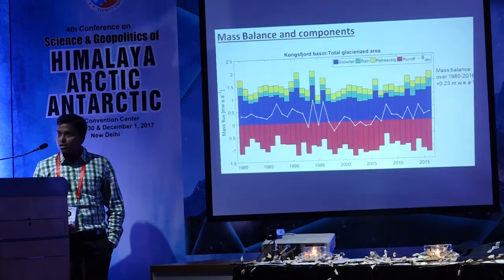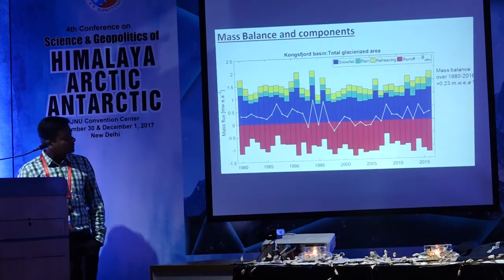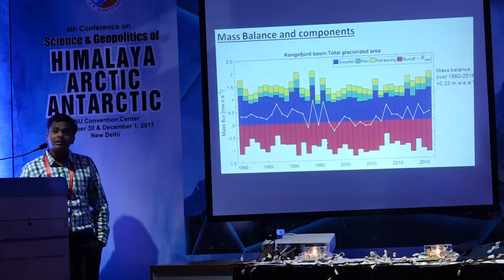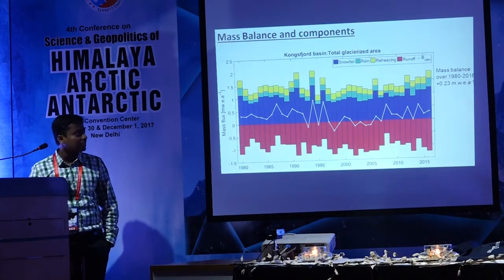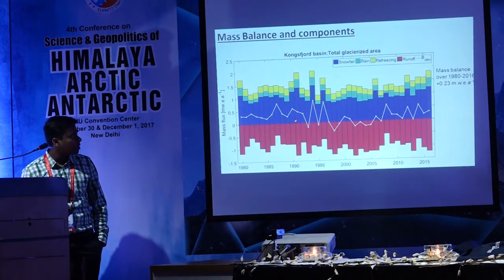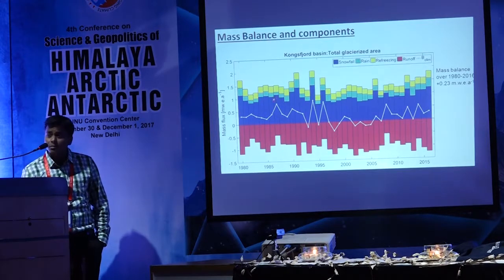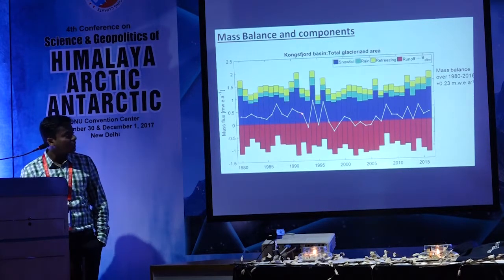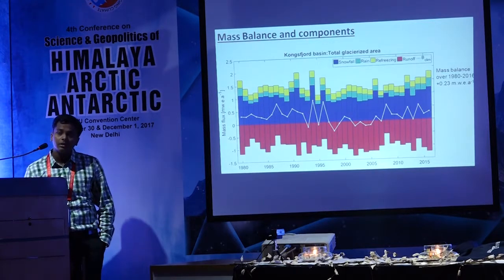And here I show a result of the mass balance. So this is the mass balance. The x-axis is time from 1980 till 2016. Each graph corresponds to each year. This is the zero line. The positives are the gain term for the glacier, and the negative ones are the loss term for the glacier. And the white line shows the trend from 1980 till 2016.